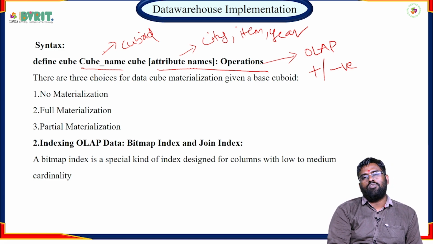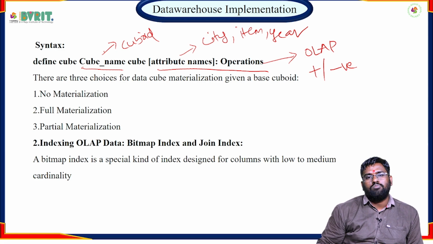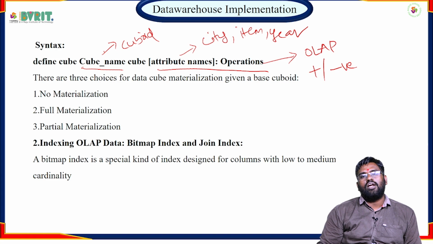There are three types of representations for this: no materialization, full materialization and partial materialization. No materialization means it does not have any data that is relevant to the existing one. Full materialization means the data we collected is the exact data about the given things. Partial materialization means the data we collected is not complete data, it has some incomplete data about the given statements.